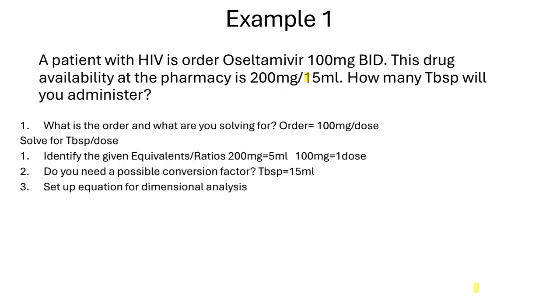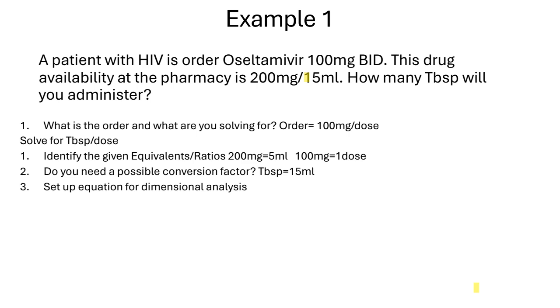Do we need a possible conversion factor? In this case, we do. Why? Because they're asking for tablespoons. And the problem is not telling us that there's a specific amount of milliliters in 1 tablespoon. This is information that you need to know. In this case, 1 tablespoon will give you 15 mLs. So now we can set up the equation.